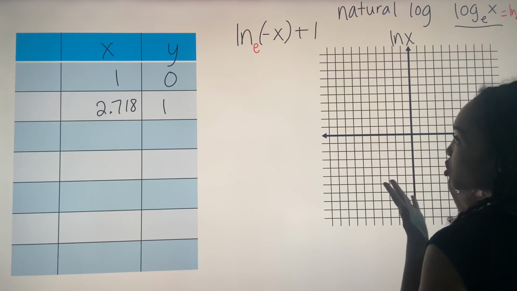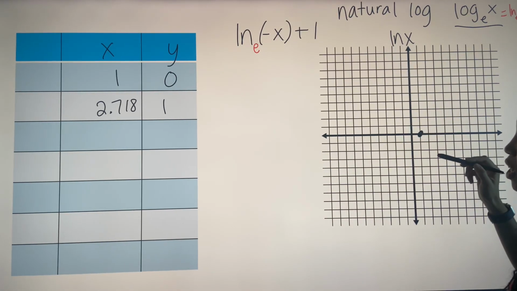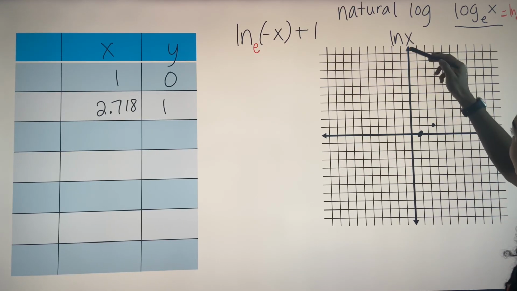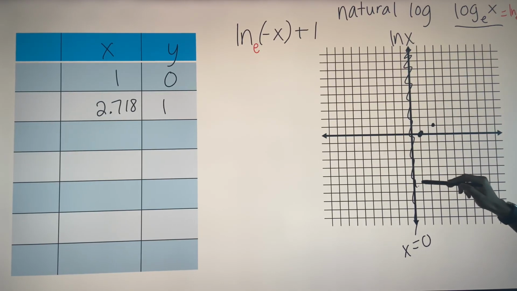So I'm gonna go ahead and graph the natural log function. This is the parent function. 1, 0 is right here. And 2.718, 1 is about right here. And your asymptote is still along x = 0. So that is my graph.